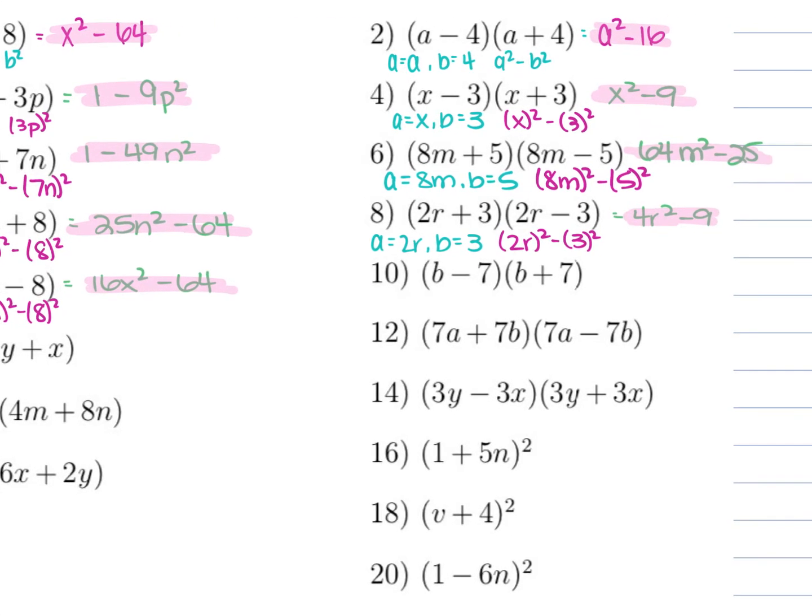For 10, we have b minus 7 times b plus 7. So our a is b, our b is 7. We're going to do b squared minus 7 squared. So that's b squared minus 49.